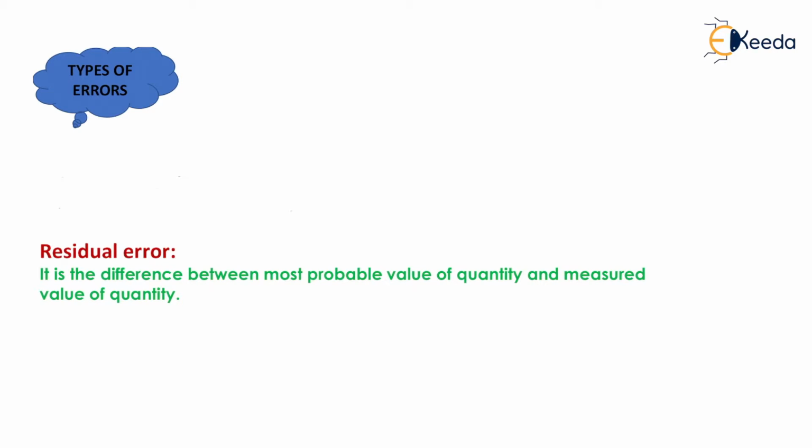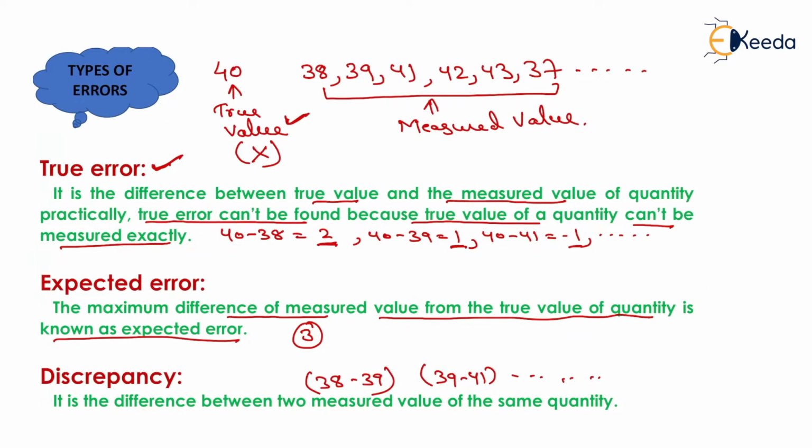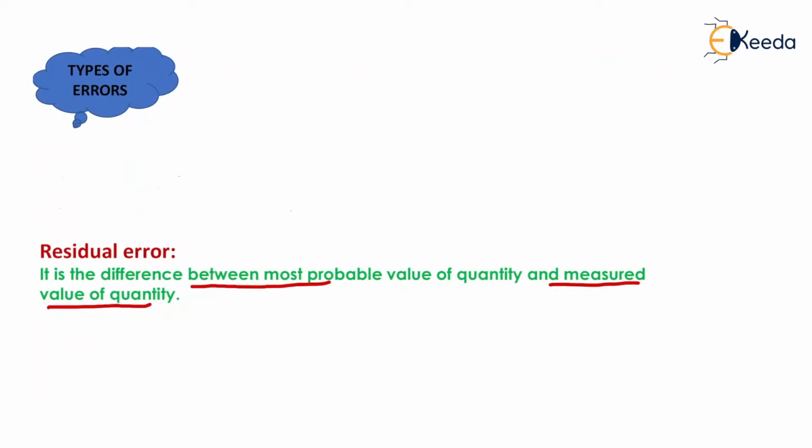Now the next one is residual error. It is the difference between the most probable value of quantity and the measured value of quantity. It means that if we want to calculate the most probable value, then it will be the average of all the measured values. Suppose that for all these measured values, the average comes as 41. So the difference between the most probable value and the measured value, that is 41 minus 39. Similarly, 41 minus 38. Similarly, 41 minus 37. All these differences are known as residual error.